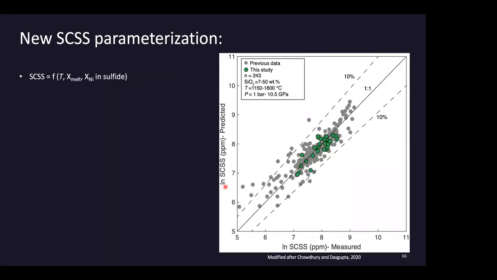Thus, what we do is that we see that SCSS is a function of temperature, melt composition, and nickel content in sulfide. And we use previous experiments and our experiments to parameterize a new model that can take into account all the different variables that we have thought of. The silica content of these modeled experiments is from 7 to 50 weight%. The temperature is from 1150 to 1800 degrees C, and the pressure is from 1 bar to 10.5 GPa. Thus, it encompasses a huge range of pressure, temperature, and melt composition.